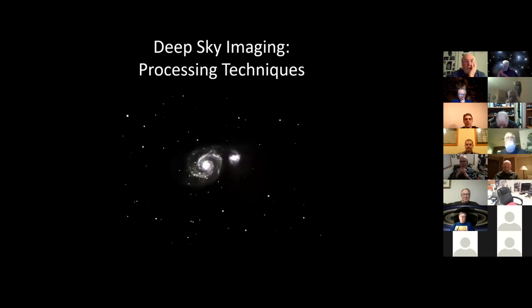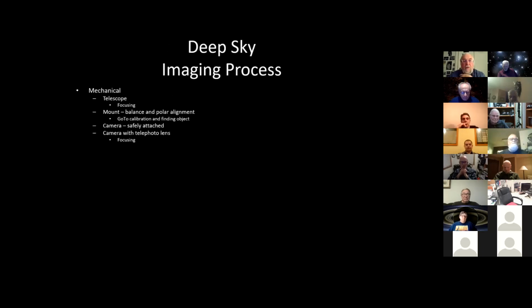So this is an image I took of M51 with some modest equipment out west in King County a few years ago. And I'll discuss the techniques I used to get that image, both the mechanical and then also with the software. So the deep sky imaging process, this first column is the mechanical part.